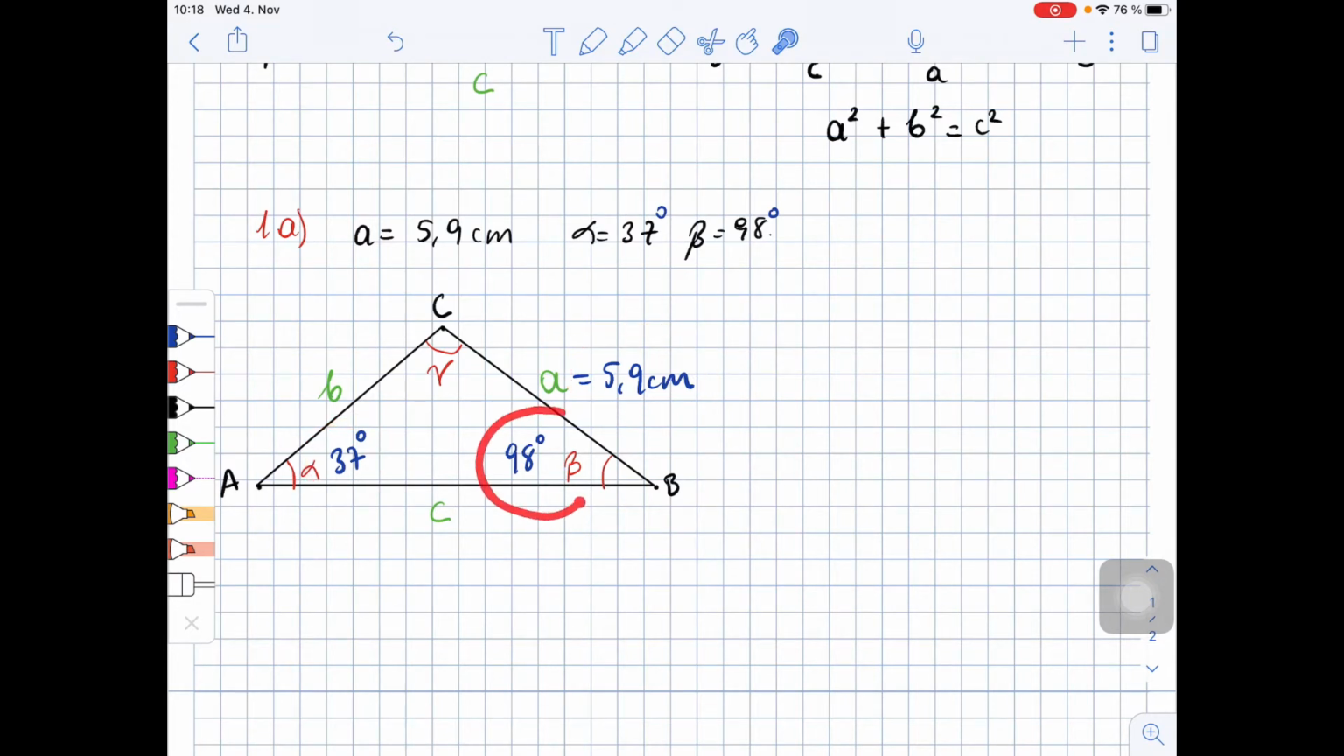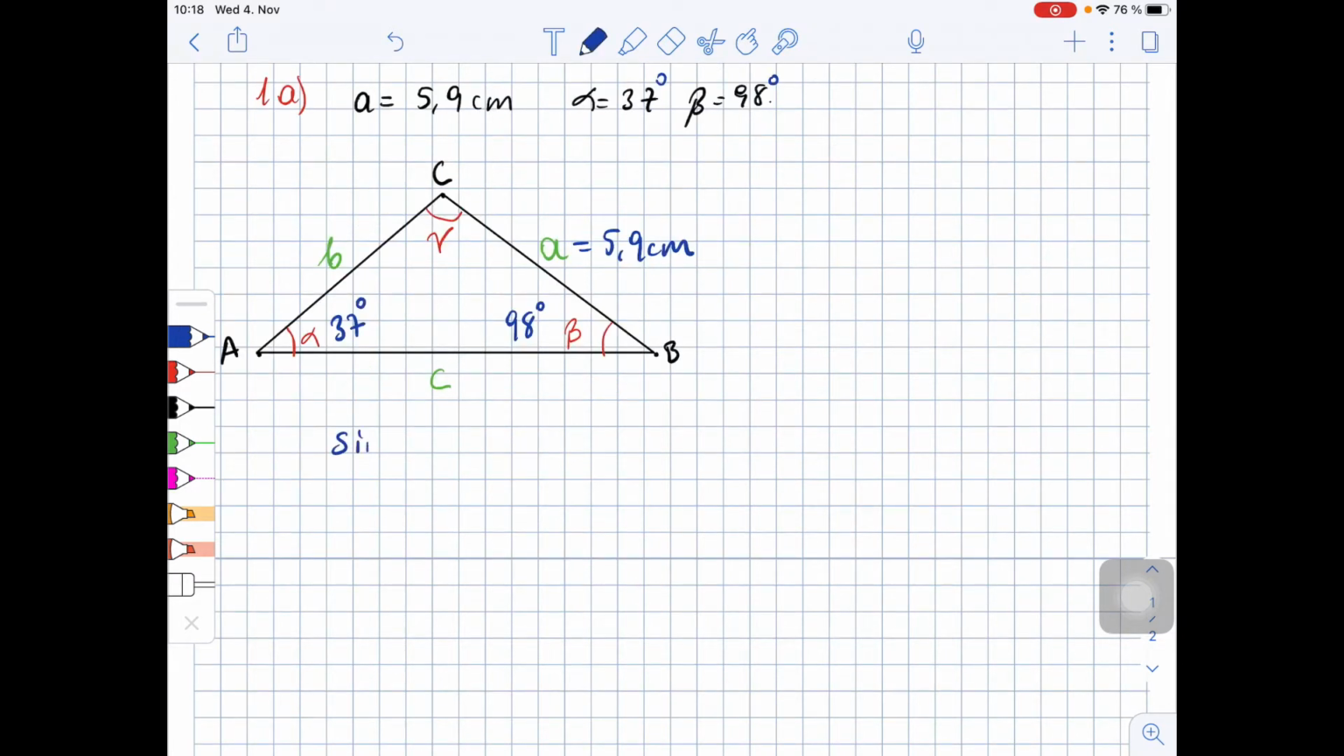Sinus beta, I know it, and then over b. Okay, sinus alpha over the opposite side, 5 over 9 centimeter, which is alpha is 37, right? Instead of alpha, I can write it down 37. And then sinus beta, which is sinus 98 degrees, divided by b, which I do not know.